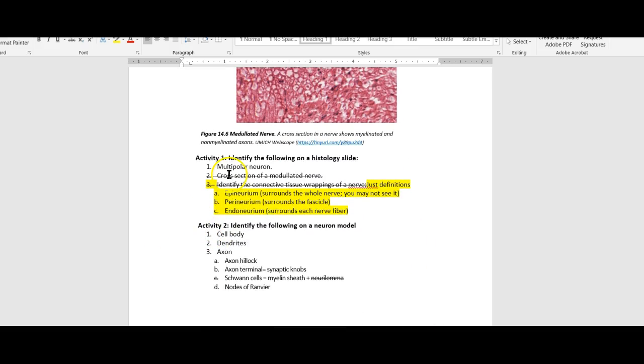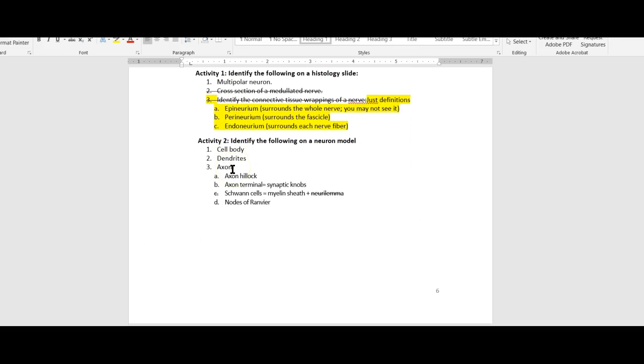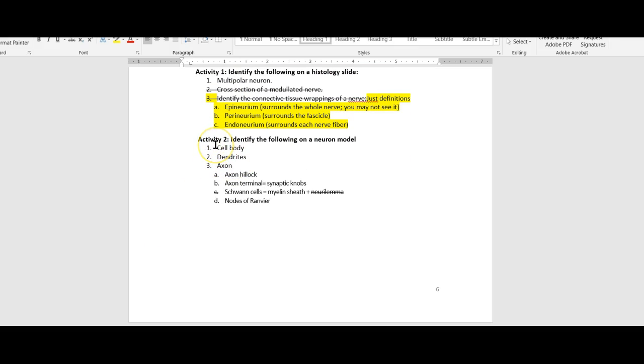Let's see, so we did neuron, that stuff. Then on a neuron cell model, you want to be able to identify all of these things, and you want to know their function if they have a special function. And mostly I'm thinking dendrites, axons, axon hillock, and the axon terminal.